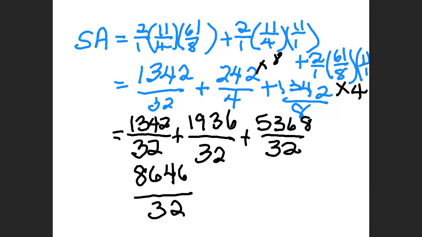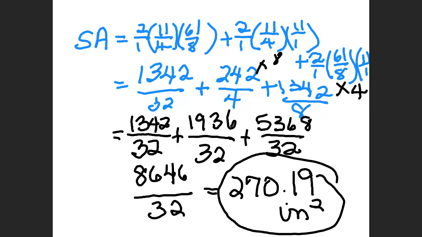So I'm going to divide, and I get the decimal of 270.19 inches squared. This is my original surface area. This is how much material is going to make the original box. Well, this is where the fun comes in. I have one of them.